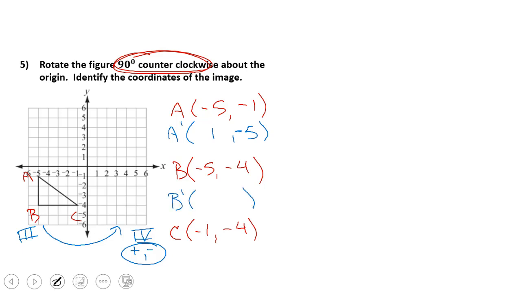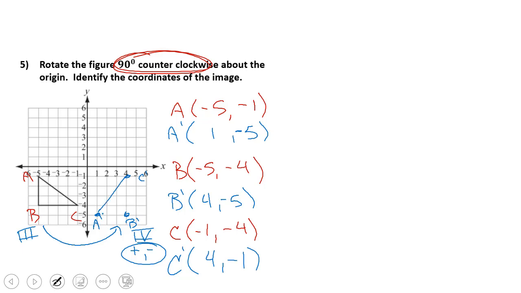B prime, the coordinate numbers switch to 4, 5, and I know we're positive, negative, so it's positive 4, negative 5. And C prime switches to 4, 1, and I know again we're positive, negative, so it's positive 4, negative 1 for C prime. Then I can come over to my coordinate grid and plot those points. A prime is 1, negative 5, A prime. B prime is 4, negative 5, B prime. And C prime is 4, negative 1.